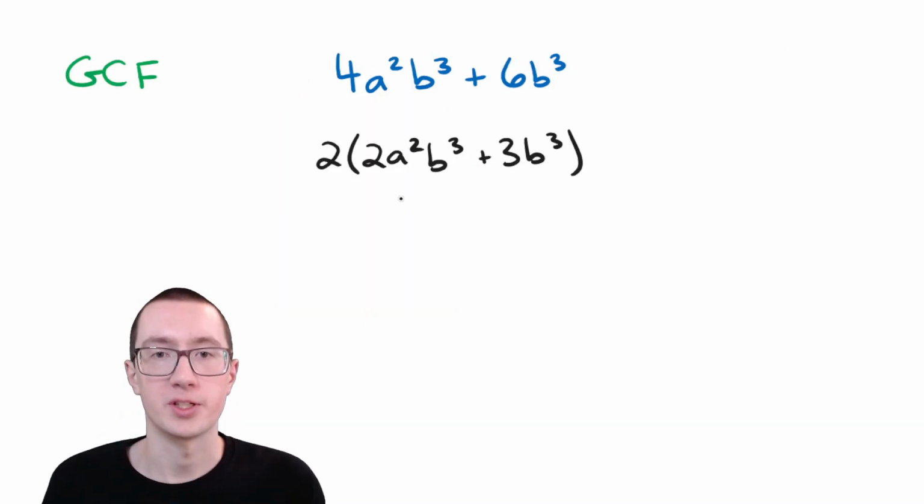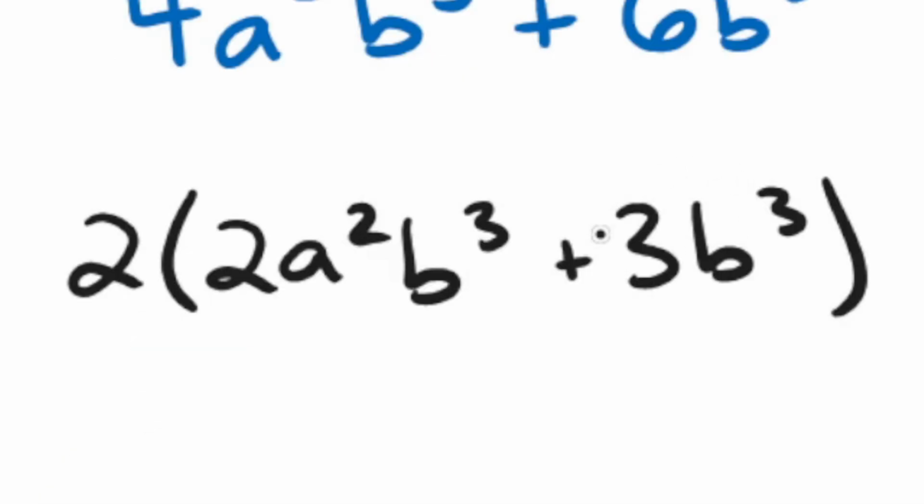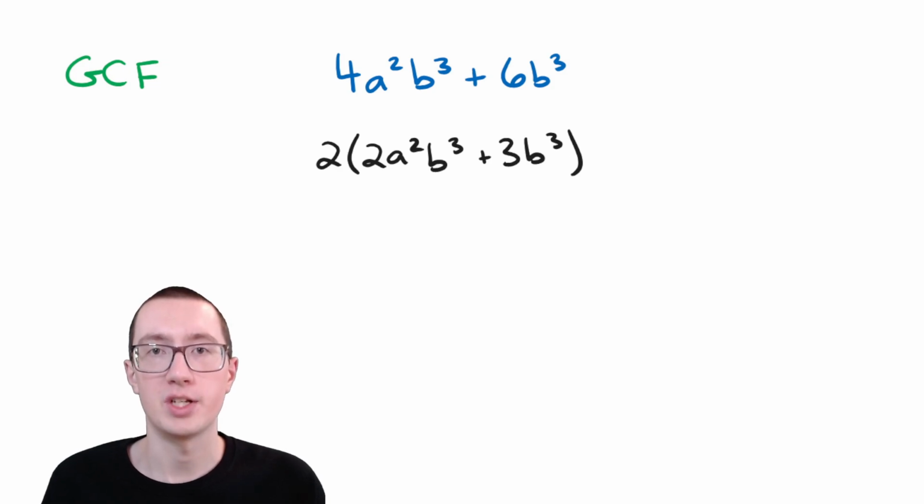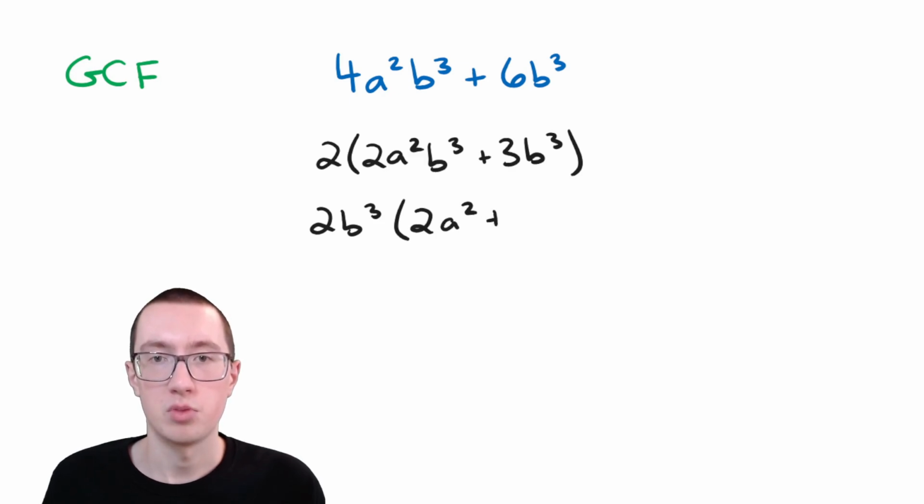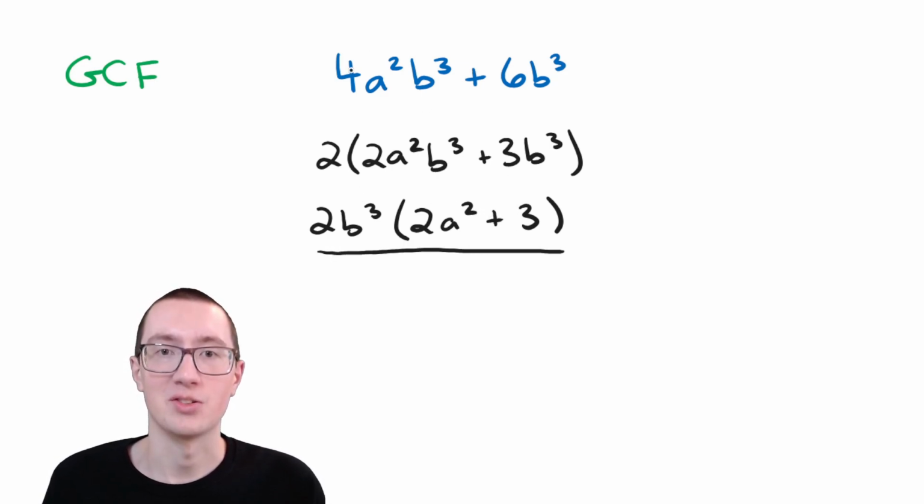So we're done with the numbers here, right? Because 2 and 3, they don't have a common factor. But actually, we can do the same thing with letters. I'm noticing that both of these, this first part and the second part, they both have a b to the third. So we can factor that b to the third out. So we're going to have 2b to the third. And then we're going to take the b to the third out from both of these. So it's just going to become 2a squared plus 3. And this can't be factored anymore. There's nothing to divide out. So this is our final factorization of what's on the top.